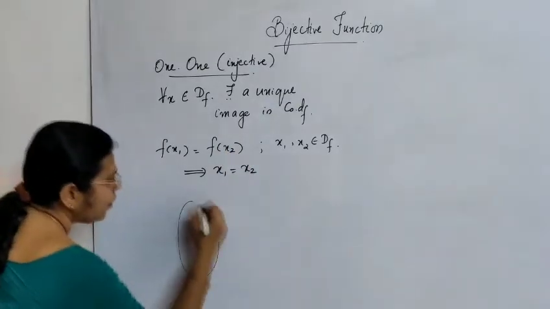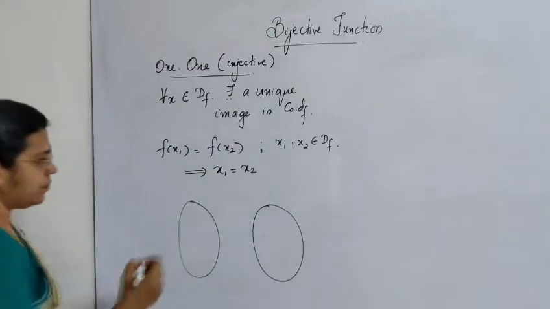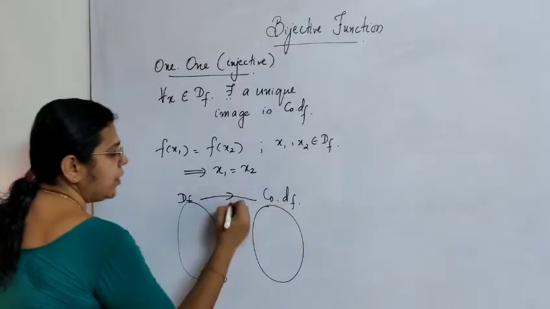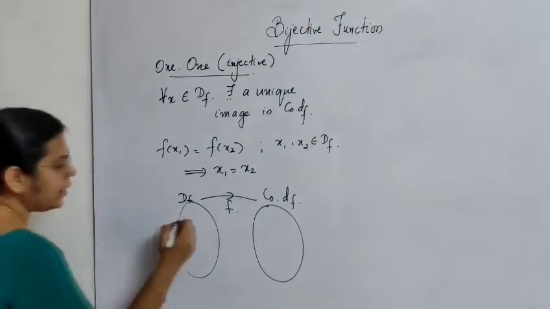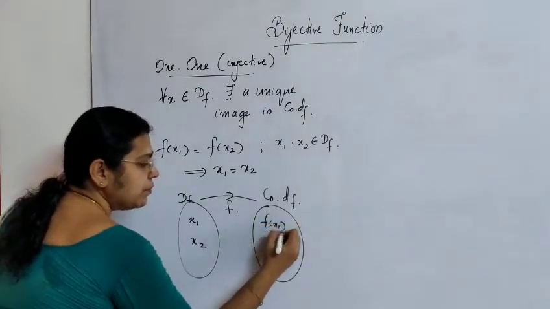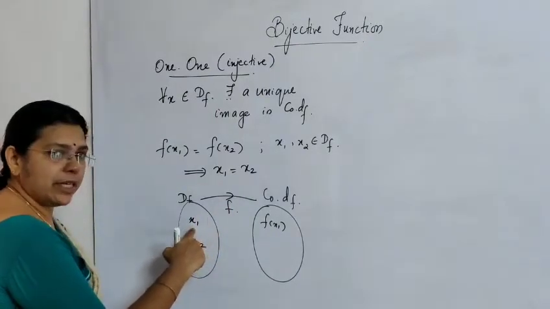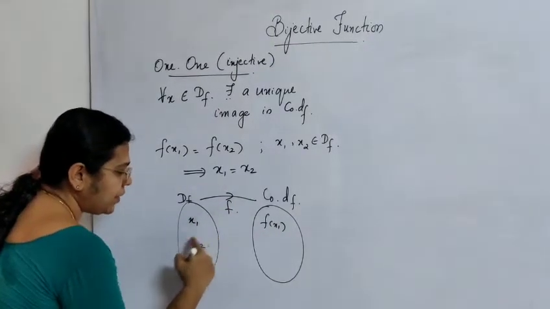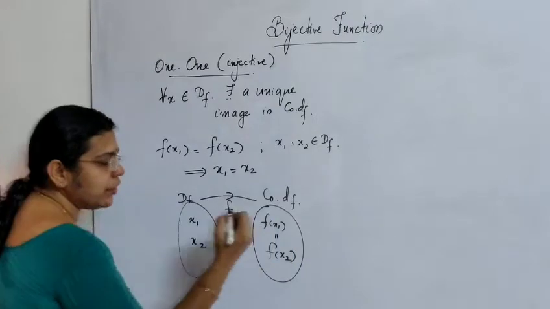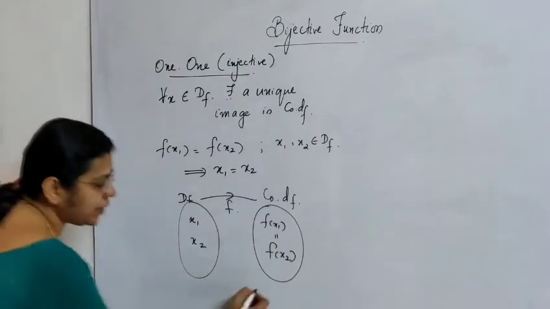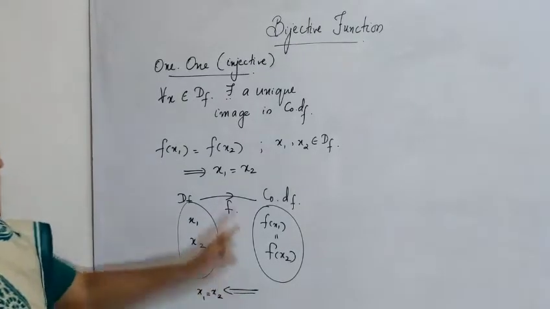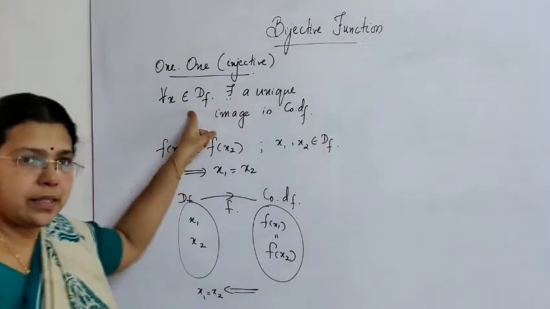See, if I draw an arrow diagram, okay, this is the domain of the function, this is the codomain of the function, and this is mapped under the function f, and here you have x1, here you have x2, and here you have f of x1, right? When f is applied on x1, you get f of x1, and when f is applied on x2, you get f of x2. Okay, if this f of x1 is equal to f of x2, what does that imply? This implies x1 is equal to x2. That is how I prove one-oneness.